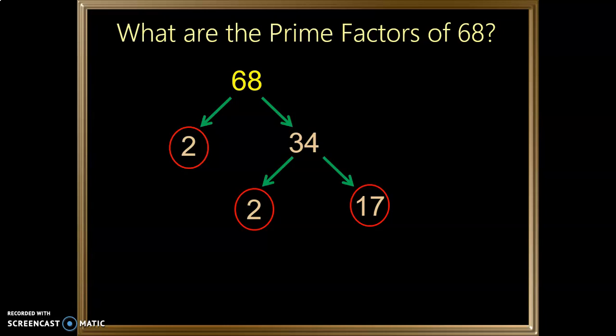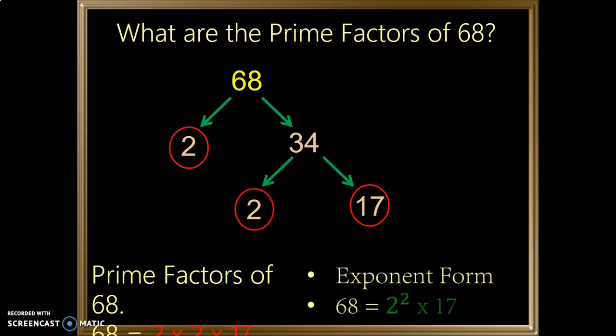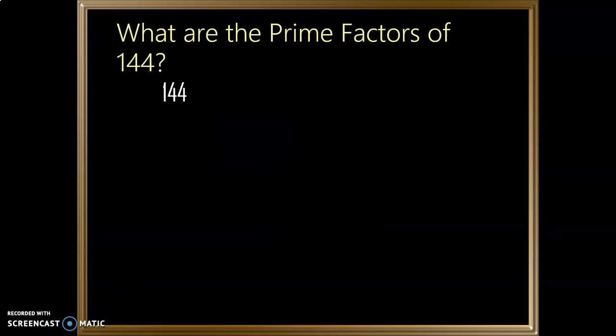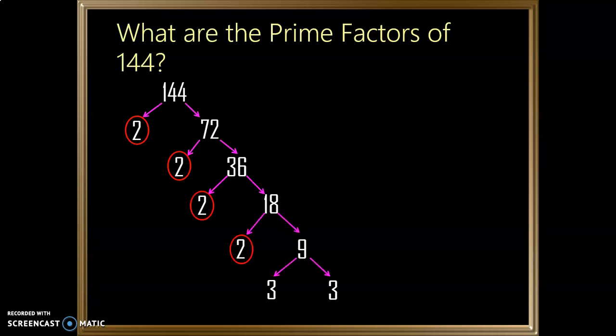So we have here now the answer. 2 times 2 times 17 are the prime factors of 68. Correct. In exponent form, it is 2 to the power of 2 times 17. Is it correct? Yes. Okay. So this is 144.